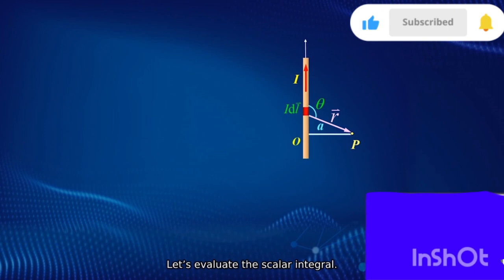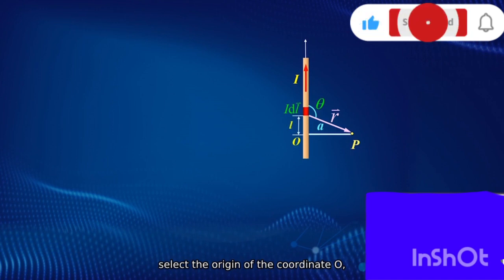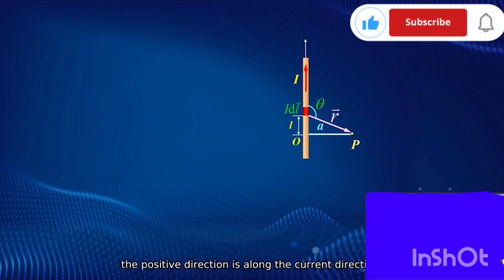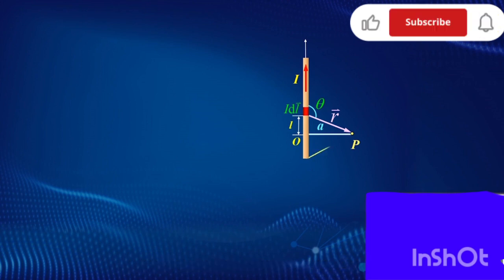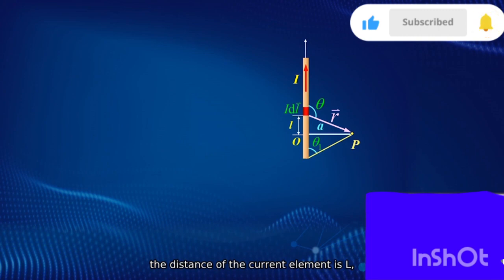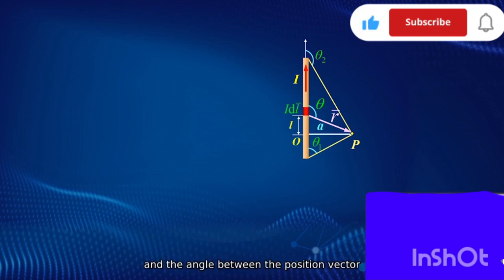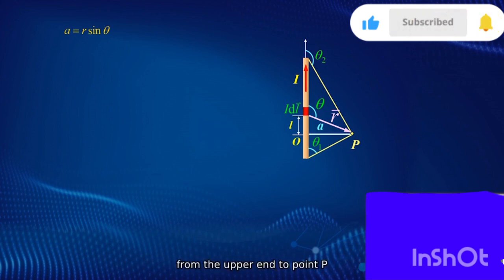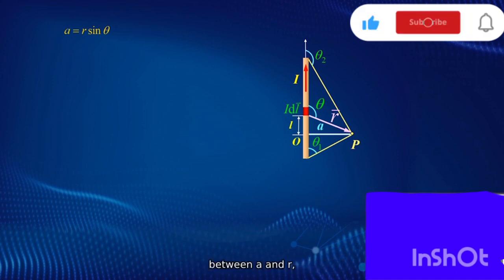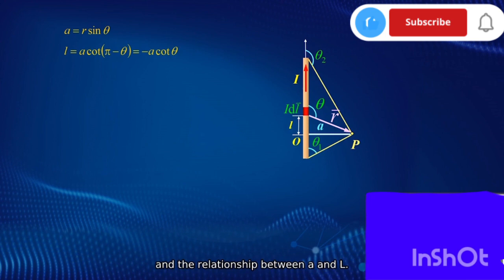Let's evaluate the scalar integral. Set up a coordinate axis. Select the origin of the coordinate O. The positive direction is along the current direction. The position of the current element is L. The angle between the position vector from the lower end to the point P and the positive direction is θ1, and the angle between the position vector from the upper end to the point P and the positive direction is θ2. From the figure, we can get the geometric relationship between a and r, and the relationship between a and L.